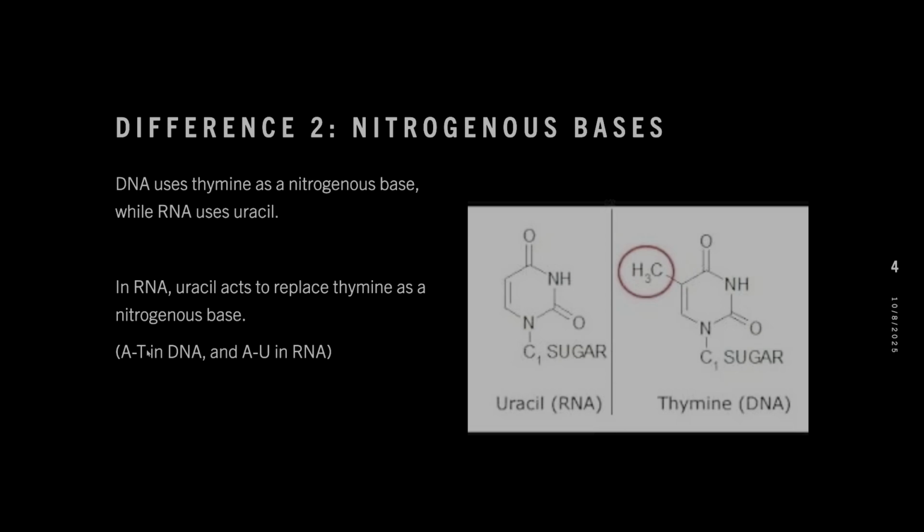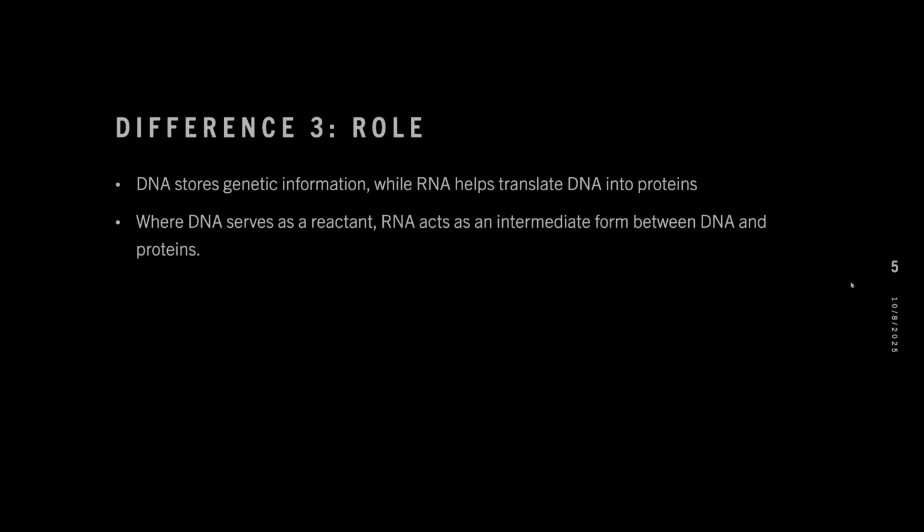So with the base pairing, it's A to T in DNA and A to U in RNA. So they just kind of exchange out. Difference 3 is the role.